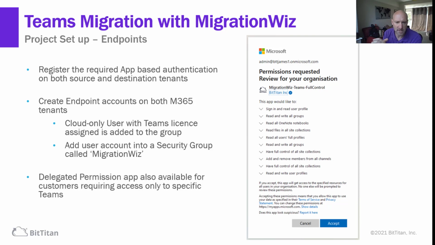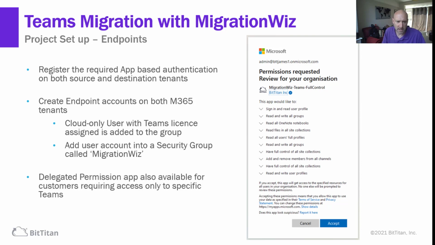Now, based on best practices to avoid throttling limitations, etc., we actually use app-based authentication on both source and destination teams. So when you actually read the guides, we have a URL that you click on, and that will allow you then to register the app with the required permissions. You can see a little screenshot there on what you're allowing MigrationWiz to access on the source and on the destination.